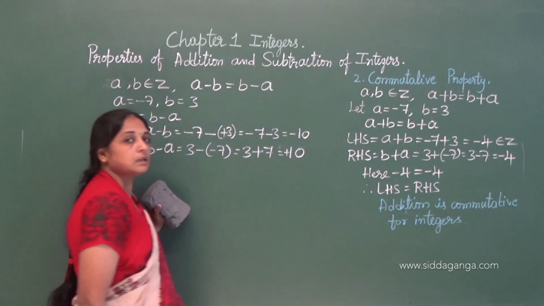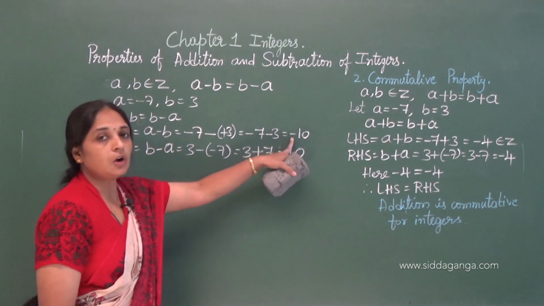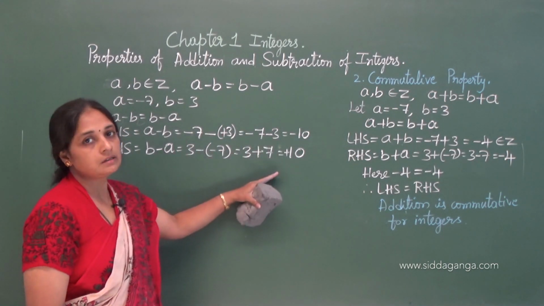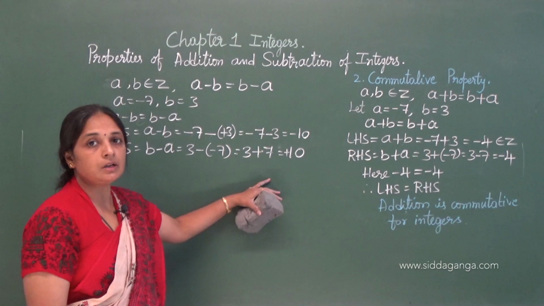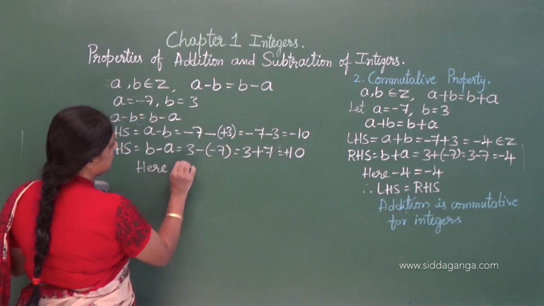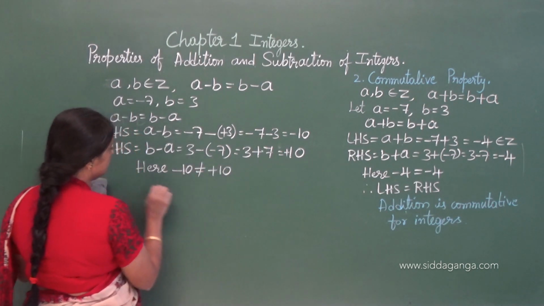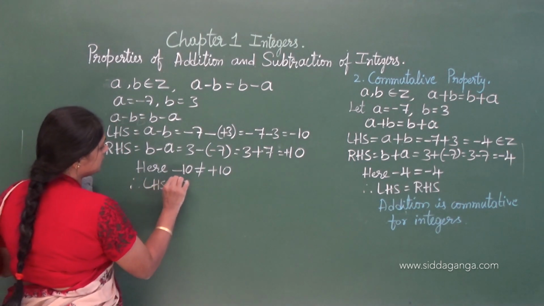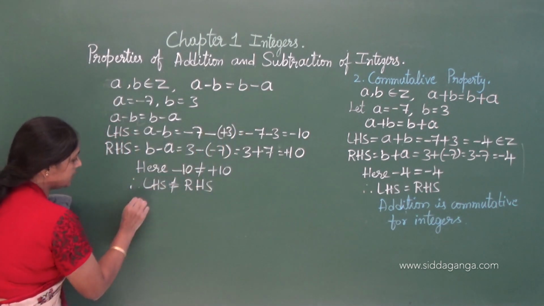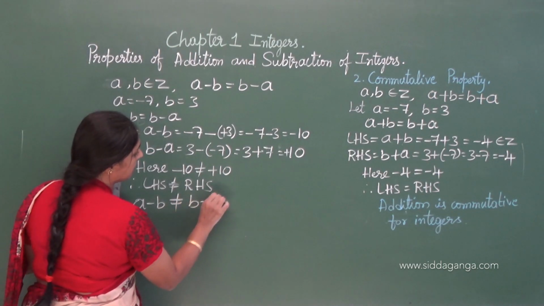Then compare the sums of the taken numbers. For the LHS we got minus 10. For RHS we got plus 10. So are they equal? No, they are not equal. Here minus 10, that is LHS, is not equal to plus 10. Therefore LHS is not equal to RHS. Then the given condition, a minus b is not equal to b minus a.